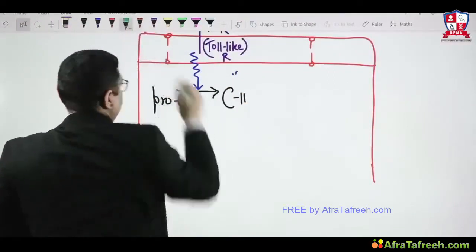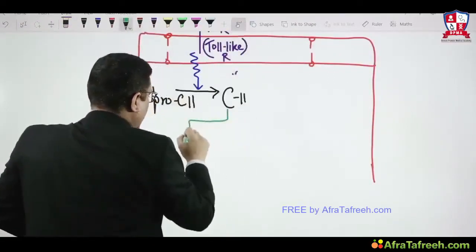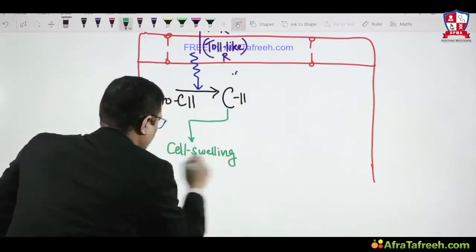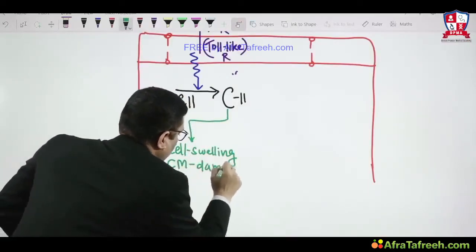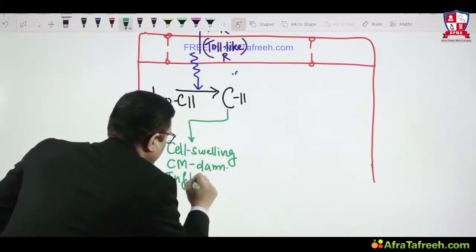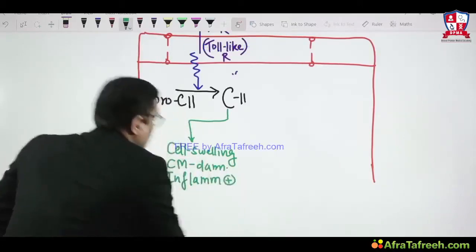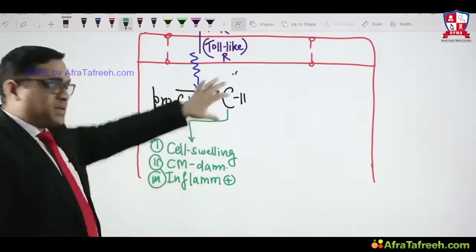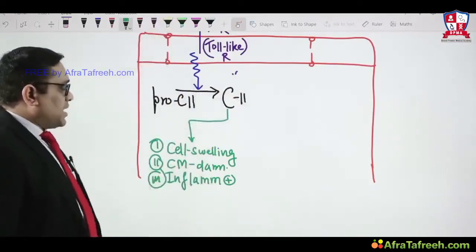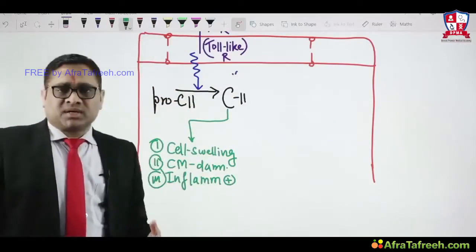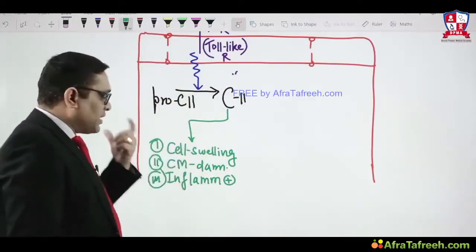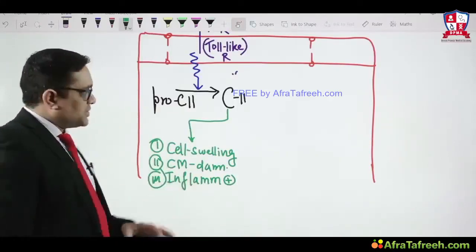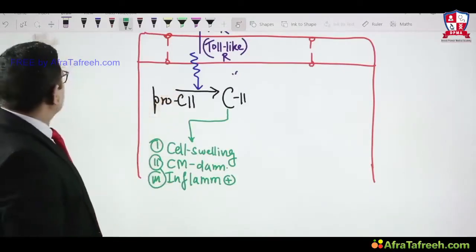This activated caspase 11 will cause cell swelling and cell membrane damage, and because of the membrane damage there will be inflammation. So you can see the morphology is similar to necrosis or necroptosis. Caspase 11 was activated by the Toll-like receptor, and because of this activation, mitochondrial stress develops, free radicals are produced, and there is cellular swelling, cell membrane damage, and inflammation, just like necrosis or necroptosis. This is the first event.